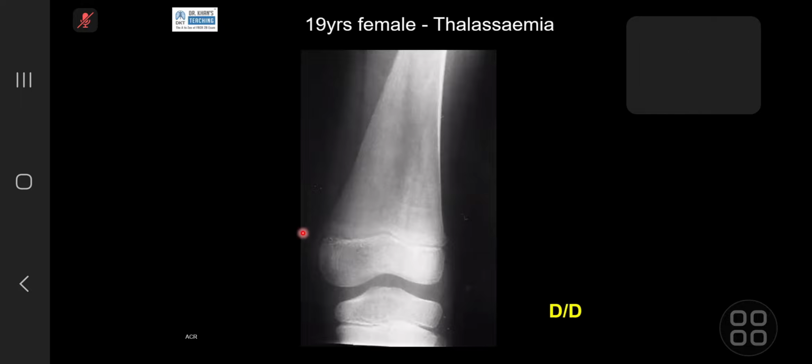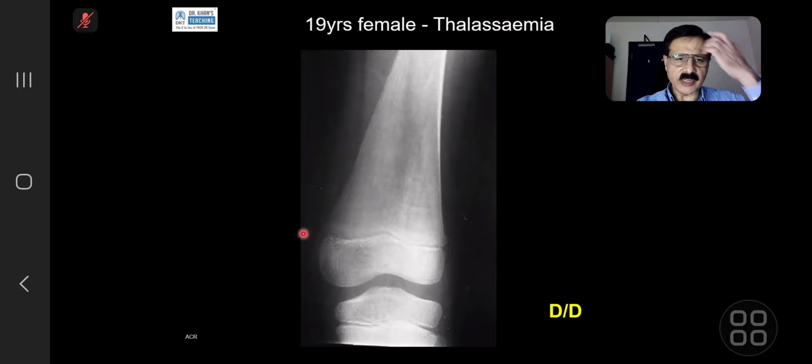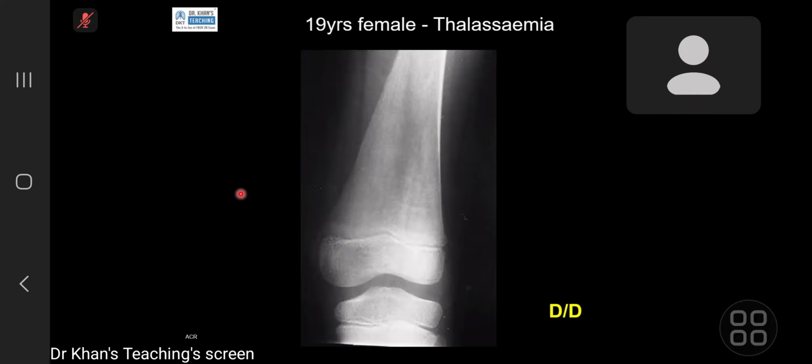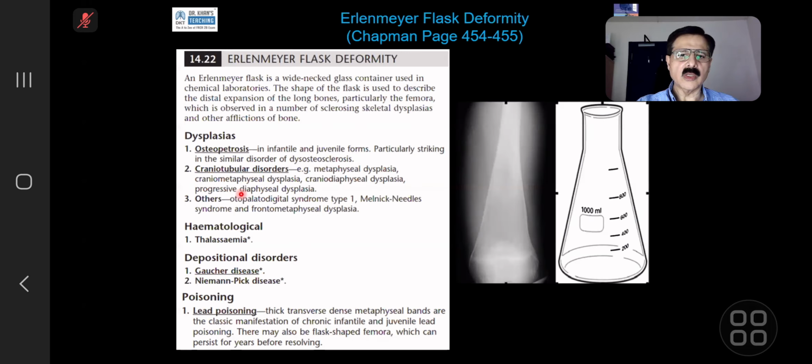I'm waiting for you to use a word for this. What is the shape of this? Iron flask. I know the word, but I don't know the pronunciation. It's iron flask shape. Okay, that's fine. Thank you. So this is what we call an Erlenmeyer flask deformity.